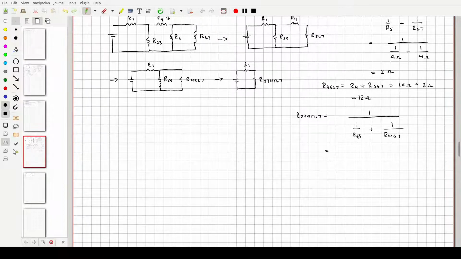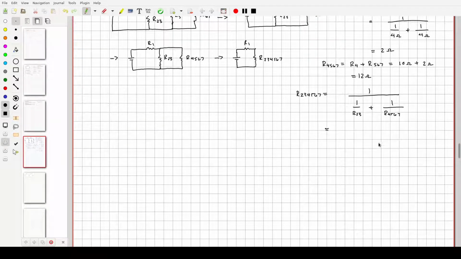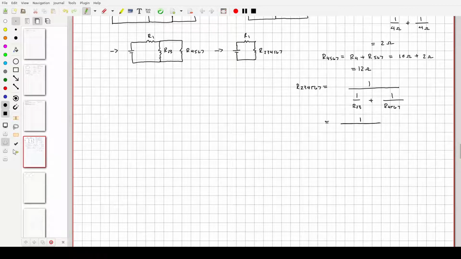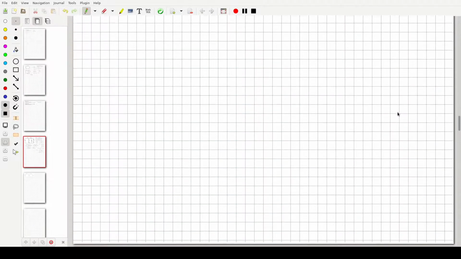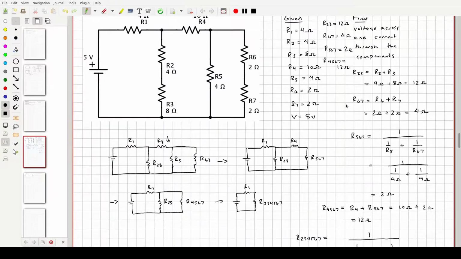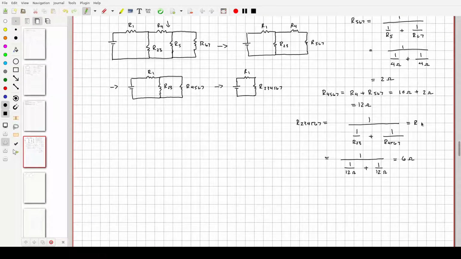And R23, we got that here. It was 12 ohms. R4567 is 12 ohms. So it's going to be 1 over 12 ohms plus 1 over 12 ohms. So here again, this would be 2/12. 2/12 is 1/6. When it flips to the top, it becomes 6 ohms. So that's, woo, went up too far. That's a lot of writing. So I'm going to call this R2 through 7. And that's just equal to 6 ohms.